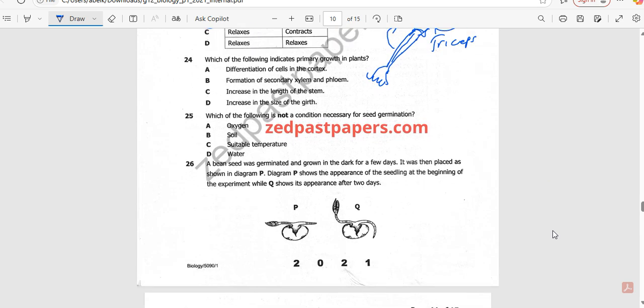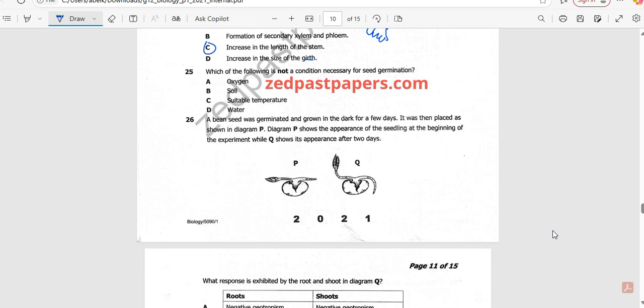Which of the following indicates primary growth in plants? There's primary and secondary growth. Primary deals with length. Secondary deals with width. So differentiation, formation, increase in length of stem, then increase in the girth is the same as width. So the answer is C. Which of the following is not a condition necessary for germination? Oxygen, soil, suitable temperature, water. So the answer is soil.